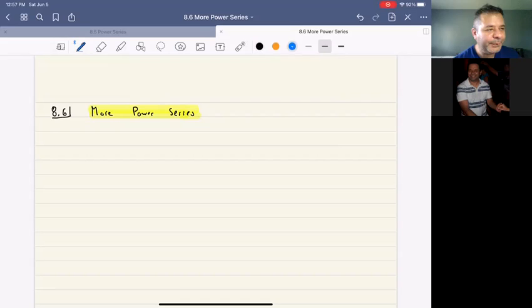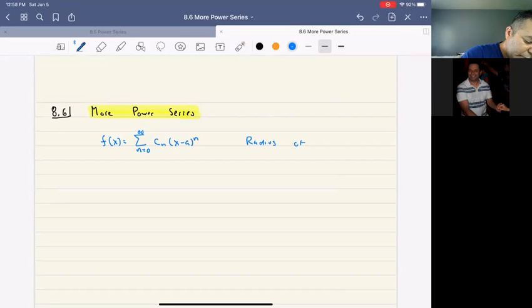for posterity. Okay, let's say we have a power series of the form f of x equals the sum, n goes from 0 to infinity, c sub n times x minus a to the n. Okay, and it has a radius of convergence R bigger than 0. I could probably include 0 too here, but nah. When it's a radius of convergence of 0, it's basically meaningless. Okay, so let's go ahead.